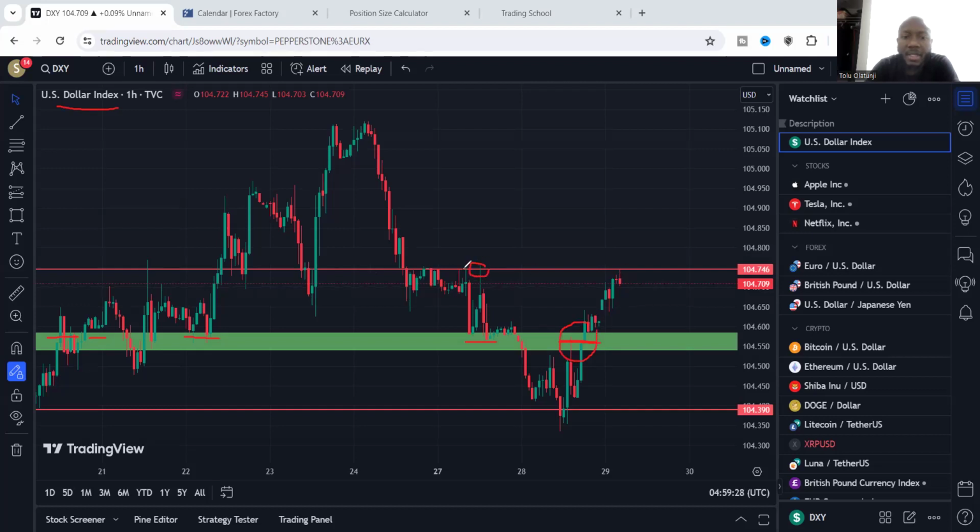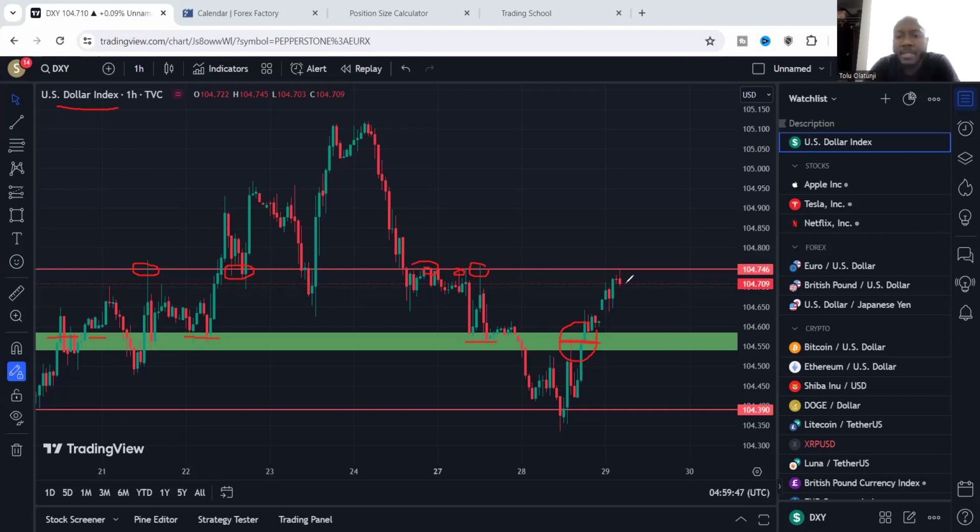Looking to your left again, this is where it pushed higher to. So price is usually, most times than not, attracted to places that have history. Now, from what we have here, this is my bias for today for the DXY.